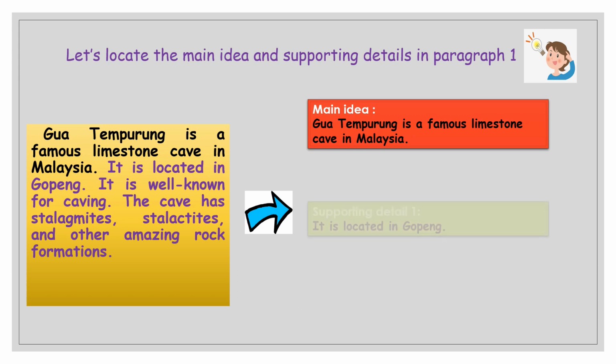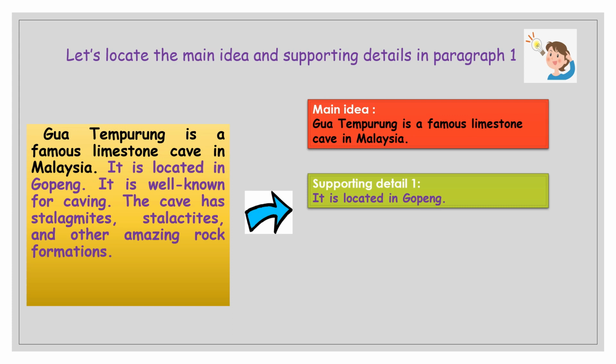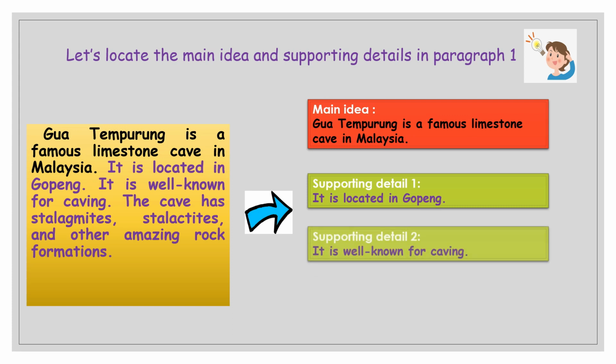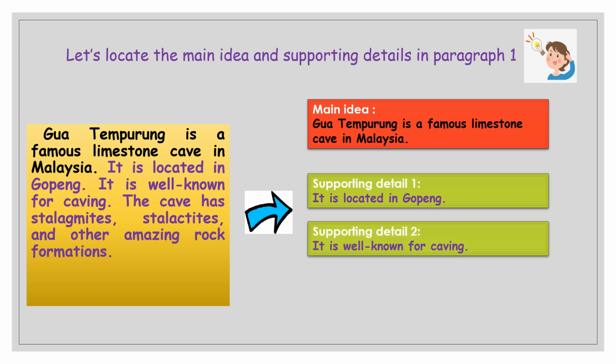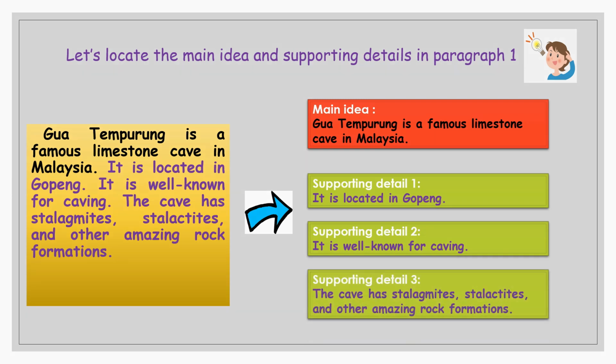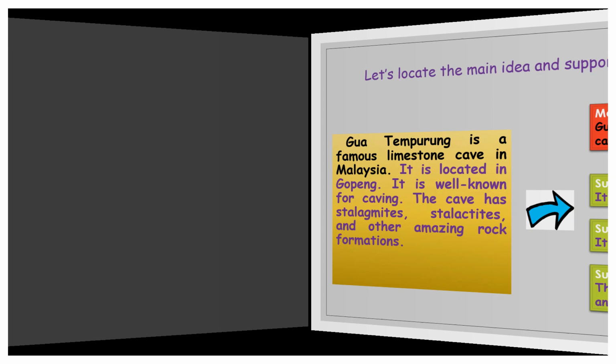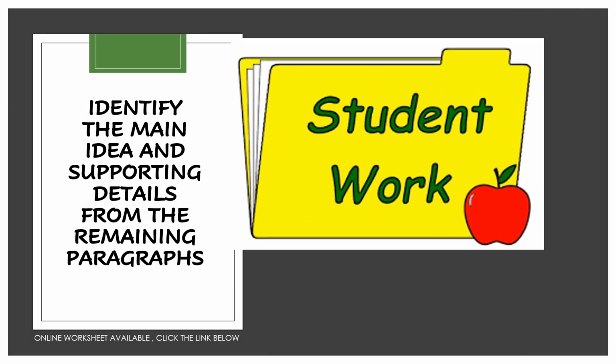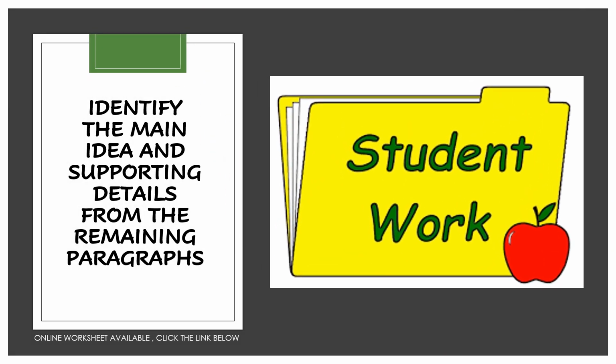Supporting detail 1, it is located in Gopeng. Supporting detail 2, it is well known for caving. And supporting detail 3, the cave has stalagmites, stalactites, and other amazing rock formations. Now, it's your turn to identify the main idea and supporting details from the remaining paragraphs.